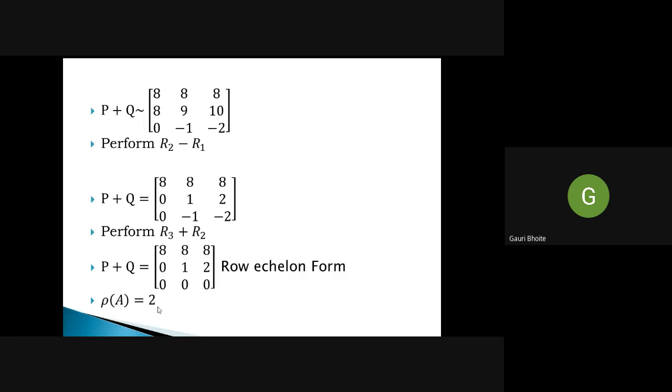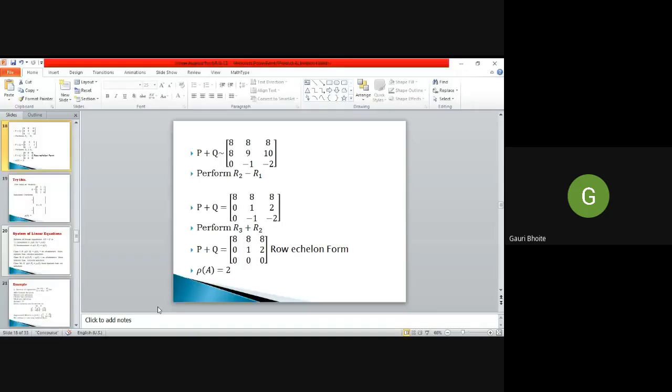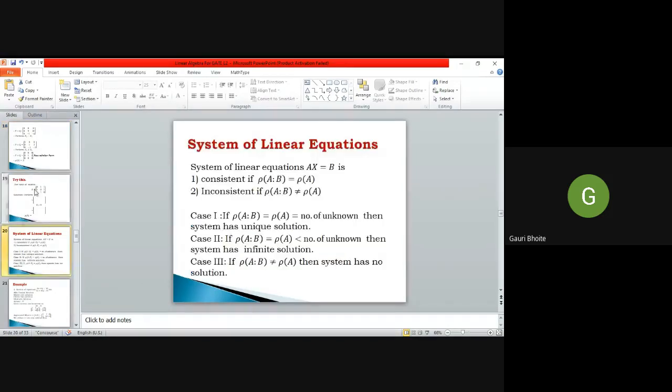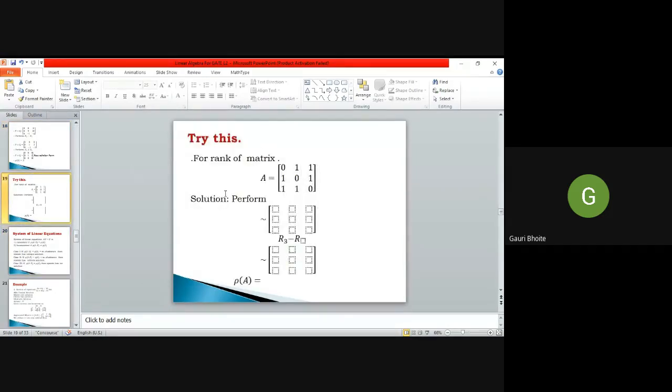So everybody understand? Okay. We use the rank of the matrix for solving systems of linear equations. Just try this at home: find the rank of matrix A, which is 0, 1, 1; 1, 0, 1; 1, 1, 0. Okay, just try this.